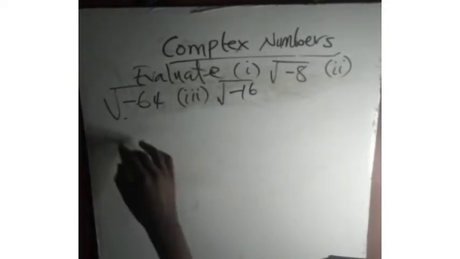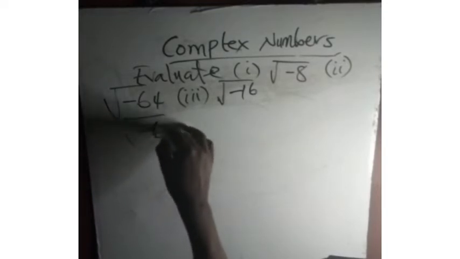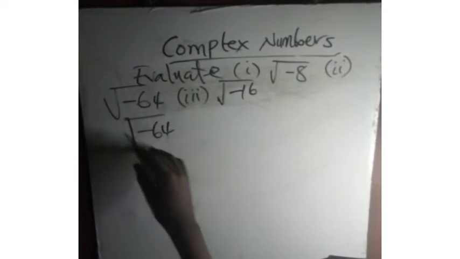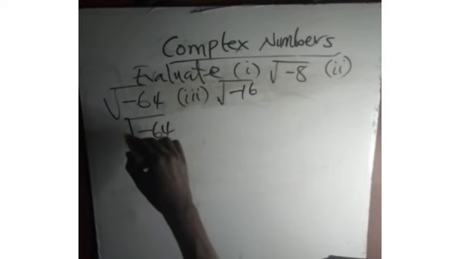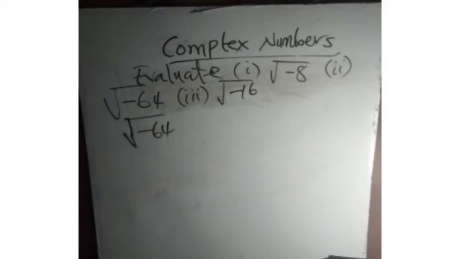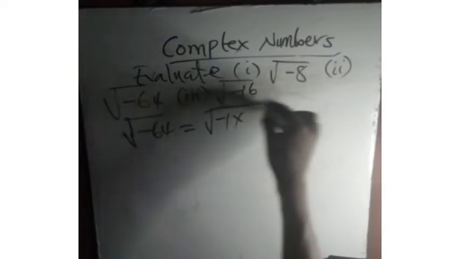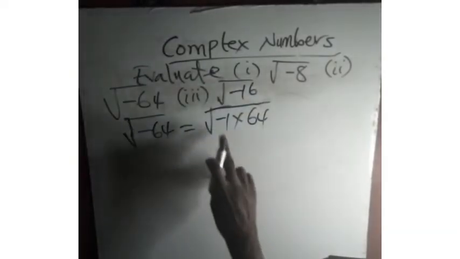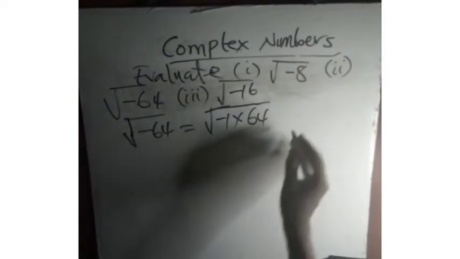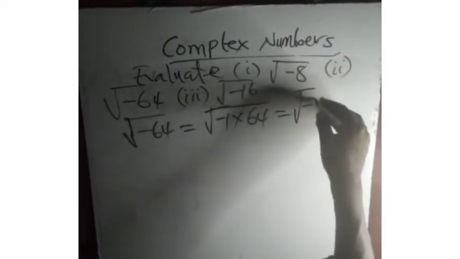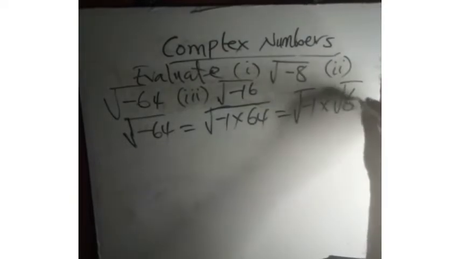Let's do the second problem. The square root of minus 64. This one is quite easy because 64 has a perfect square, which is 8, right? So let's split this into the square root of minus 1 times 64, isn't it? Because minus 1 times 64 gives us minus 64. So this is the square root of minus 1 times the square root of 64.